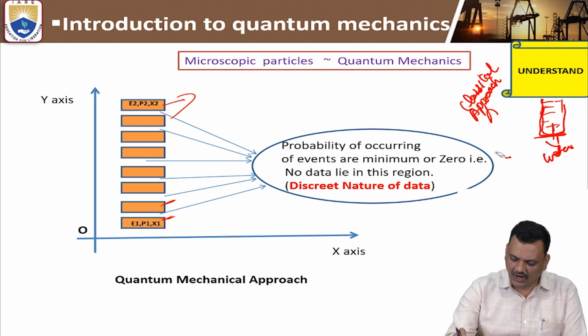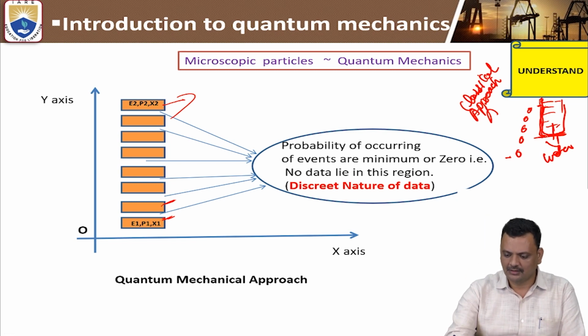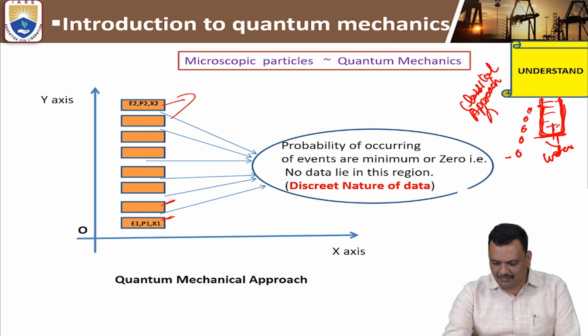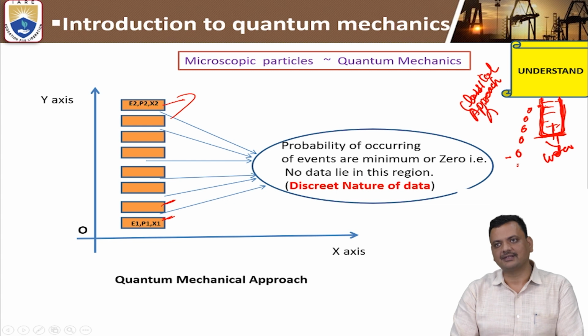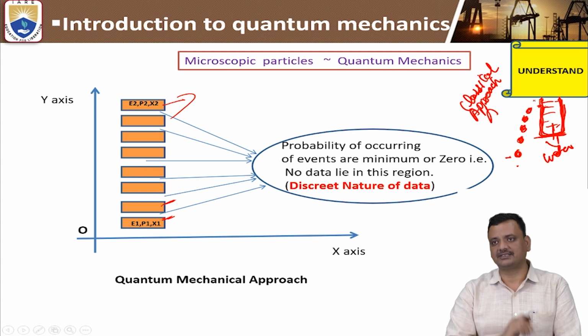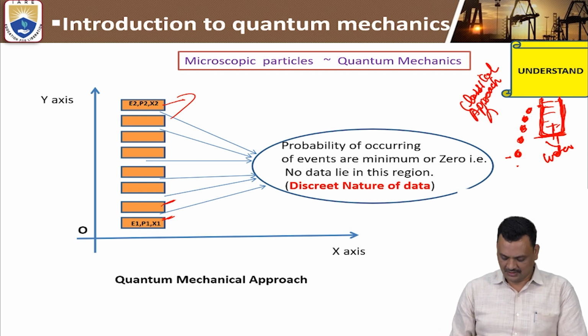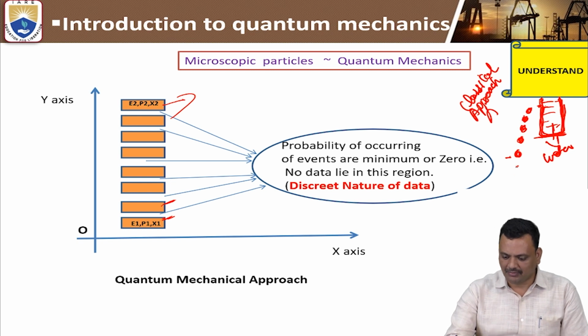But suppose this water comes in the form of droplets from this beaker, then this approach is known as quantum mechanics. Why? Because these droplets form a discrete set of data. There is no continuation. So this is the quantum approach.